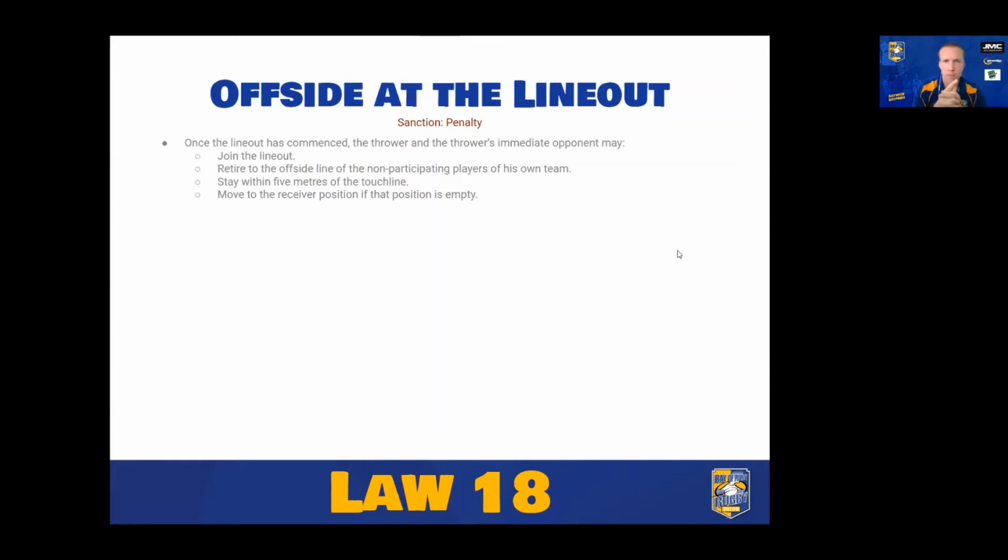That's probably the most common offence we see, that they'll go and stand in that receiver position, but there's already another one there, or the receiver left and went into the line out, and then the hooker went into the receiver. So just be mindful of that. A lot going on, but just be mindful. Anywhere else, they're offside.